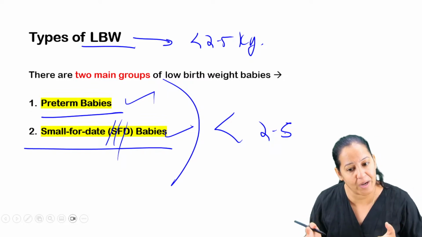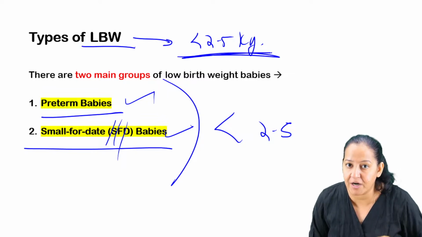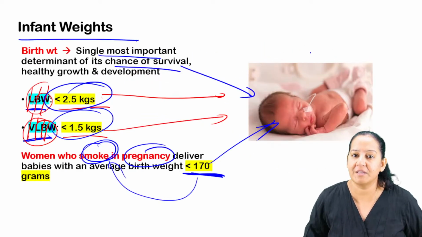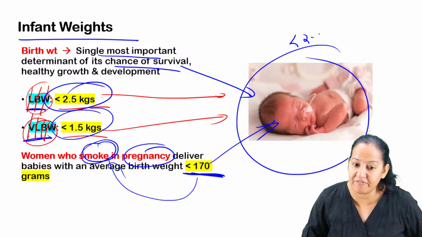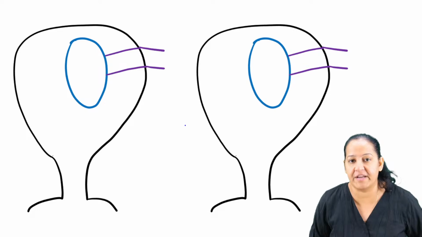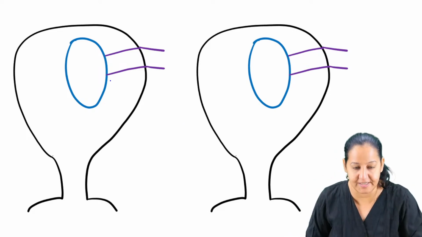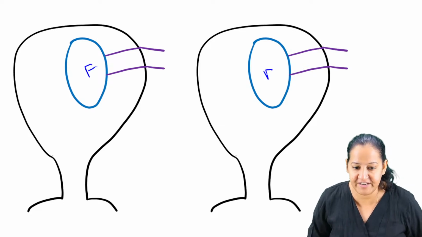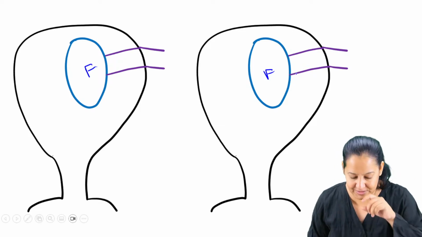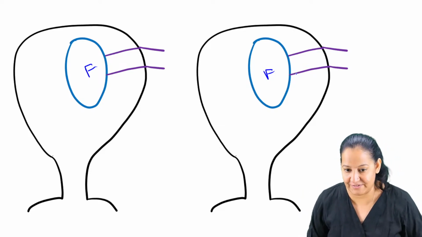A low birth weight baby is a baby with a birth weight less than 2.5 kg, but there are two causes. Number one, preterm. Number two, small for date. Let me explain. You can see this is the uterus, and inside the uterus the fetus is there, and the placenta. Please understand, in one I will explain the preterm, in the other I will explain the SFD.